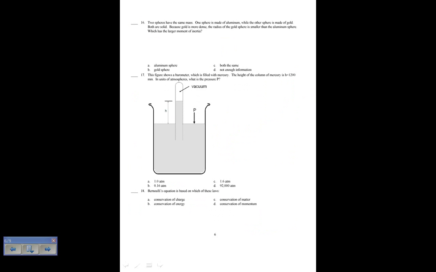Number 16, 2 spheres of the same mass. One is made of aluminum, the other is made of gold. All right, this is the gold one. They're both solid, so the aluminum one has to be much bigger to have the same mass. So it has more mass distributed at larger radii. Since the moment of inertia is mr squared, the aluminum sphere has the greater moment of inertia.